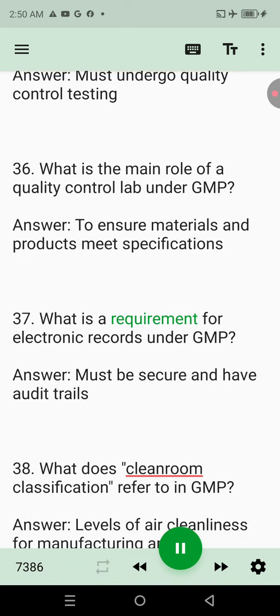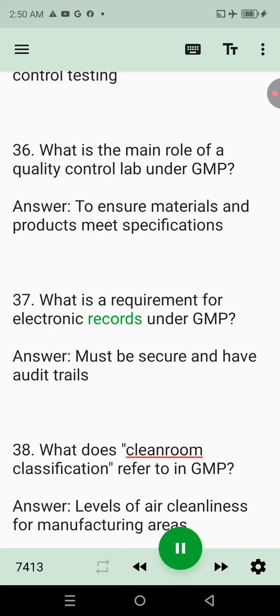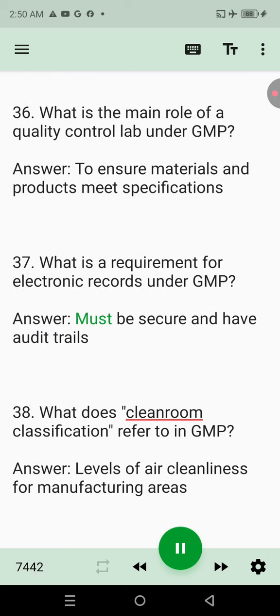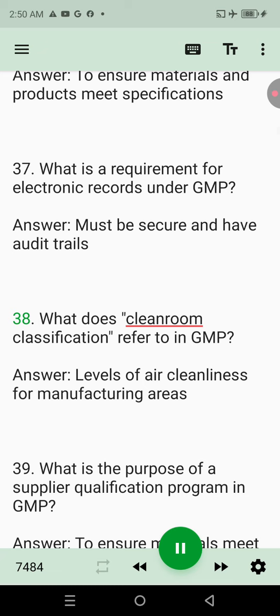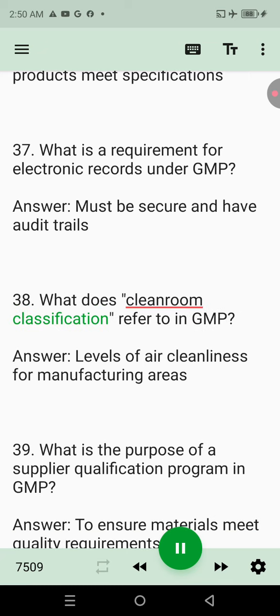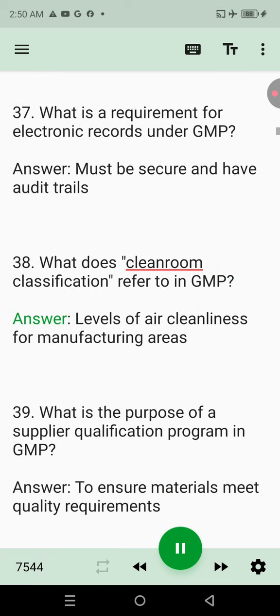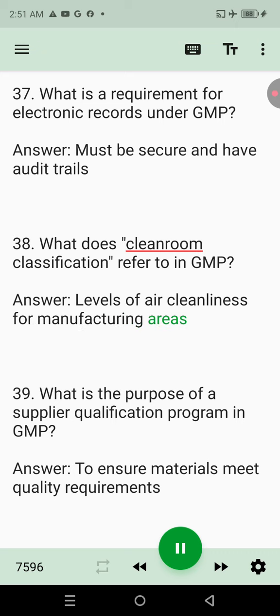37. What is a requirement for electronic records under GMP? Answer: Must be secure and have audit trails. 38. What does clean room classification refer to in GMP? Answer: Levels of air cleanliness for manufacturing areas.